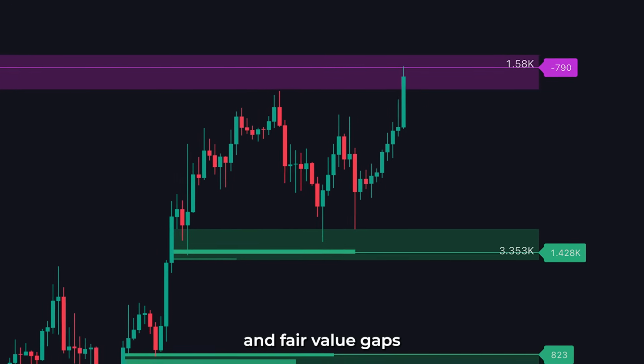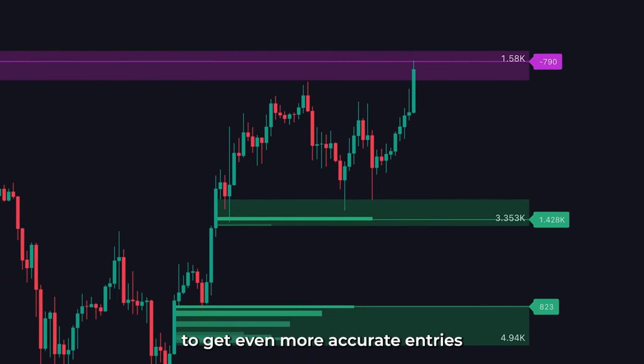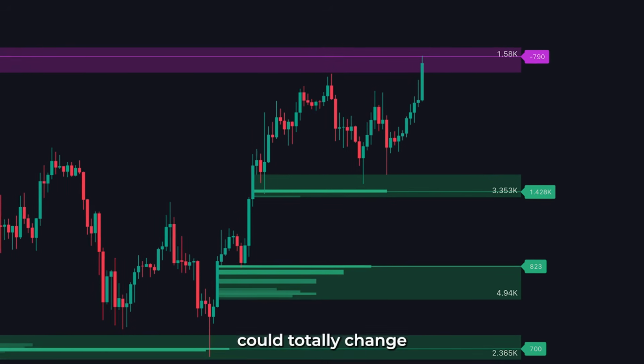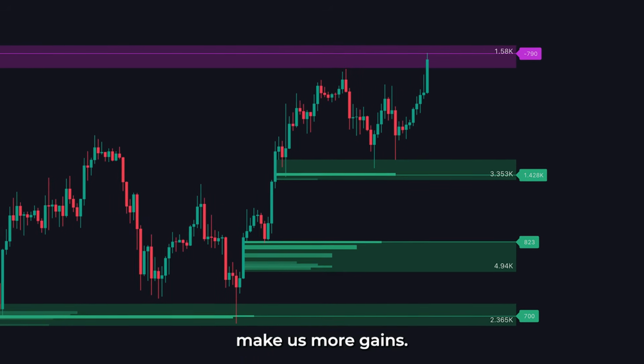Combining volume profiles and fair value gaps to get even more accurate entries and exits can totally change the way we trade, and in turn, make us more gains.